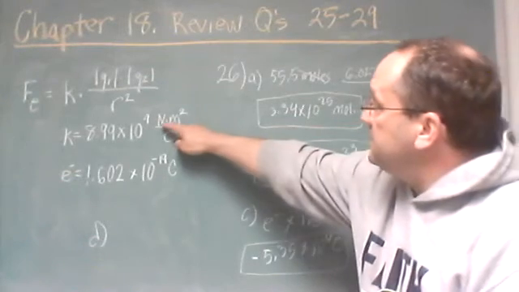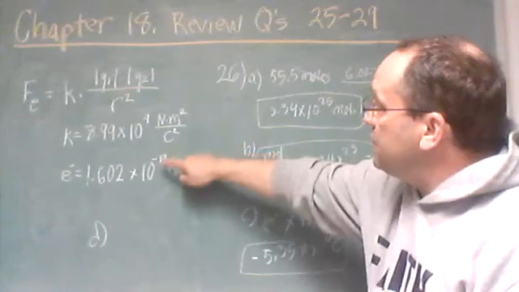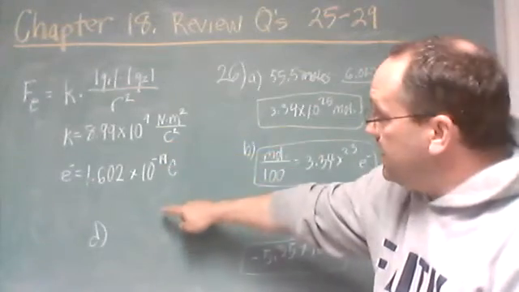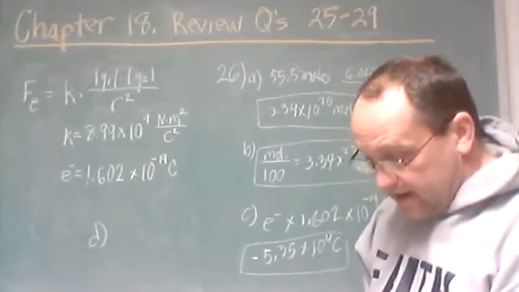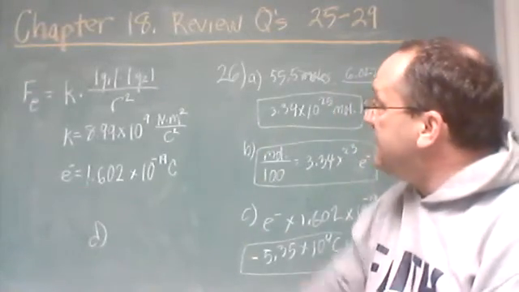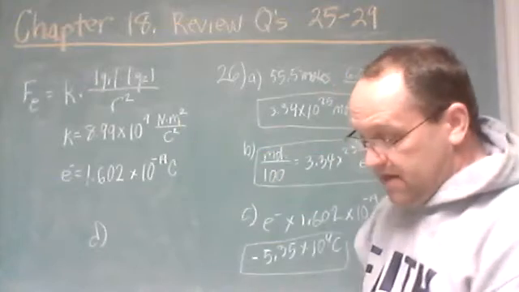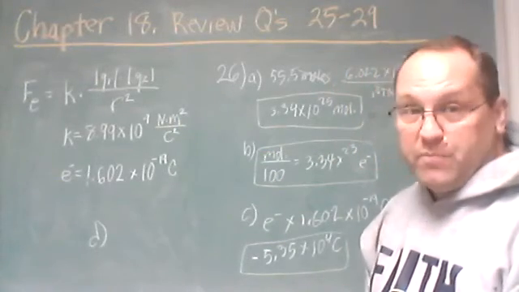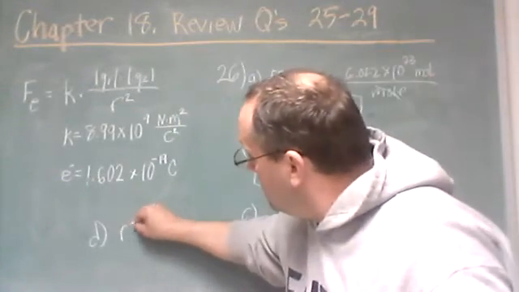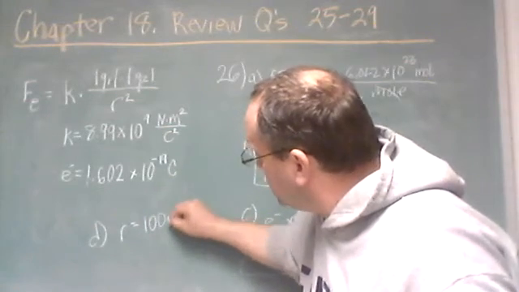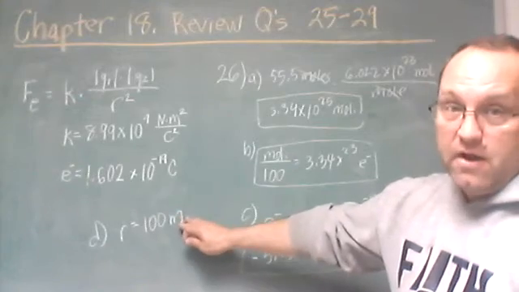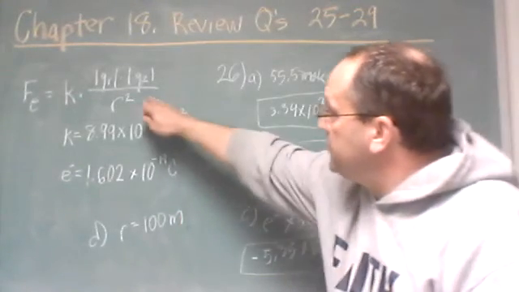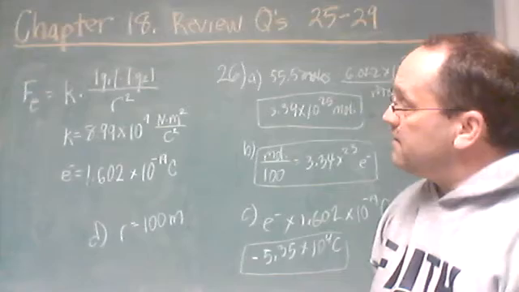Remember, the constant is in newtons, meters, and coulombs. So we need our charges to be listed in coulombs, and they are in the book. We need our distance to be in meters. In this problem, R was 100 meters, so that's good. All you have to do now is plug all those numbers into the equation.